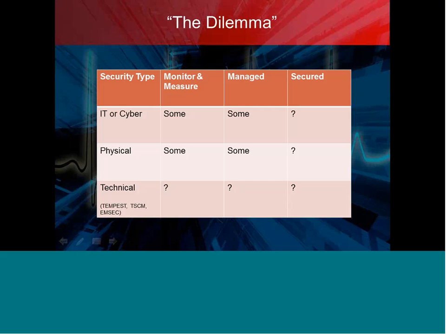So the key here is for you to truly secure this location that we want to have a conference in, you have to monitor, measure all activity in the three disciplines. You have to manage all activities in the three disciplines, and only then can you be assured that you're secured, unless, of course, your risk tolerance is quite high, and you roll off of that.